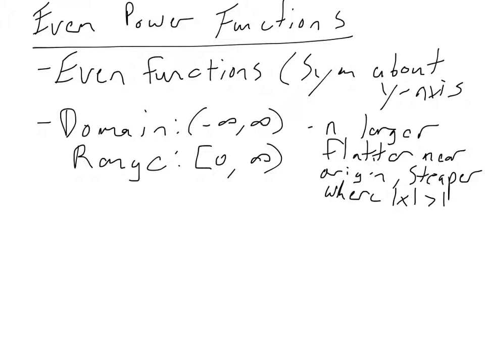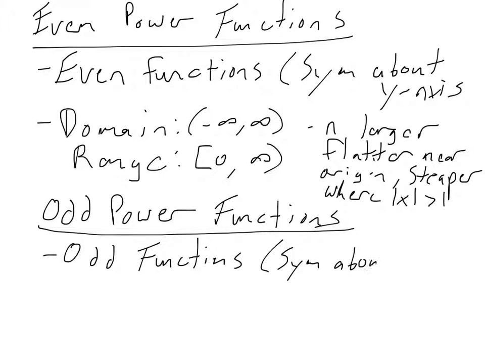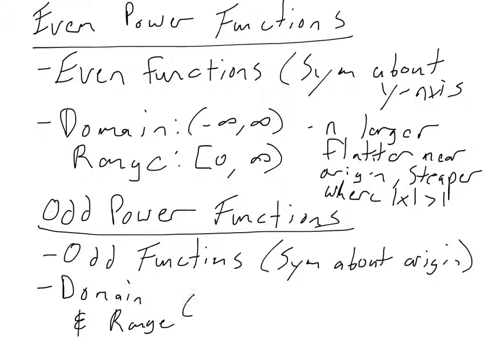And now for odd power functions. They are all odd functions, symmetric about the origin, their domain and the range are both negative infinity to infinity, and the same thing is true that as n is larger, it is flatter near the origin and steeper where the absolute value of x is greater than 1 on the graph. All right, and so we can use these ideas to graph transformations of power functions.